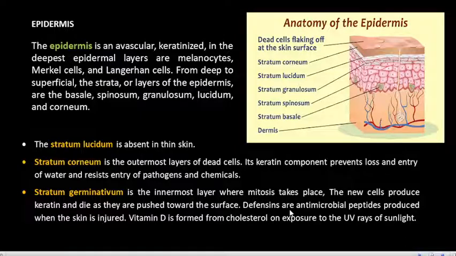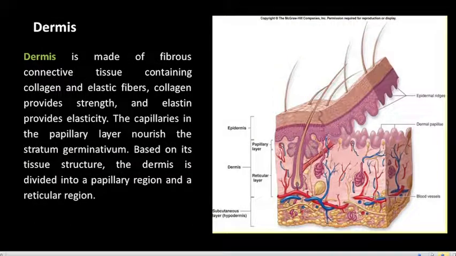Your defensins are antimicrobial peptides produced when the skin is injured. So, usually, nilalabas lang yung defensins na protein antimicrobials kapag na-injure ang surface ng skin. Vitamin D is formed from cholesterol on exposure to UV rays of sunlight. So, kailangan ma-expose muna tayo sa sunlight bago ma-convert ang cholesterol natin sa vitamin D. Kaya nga yung mga baby, minsan kung nakita ninyo, pinapaarawan sila, okay, early in the morning to produce more vitamin D. Next, let's go to the dermis.